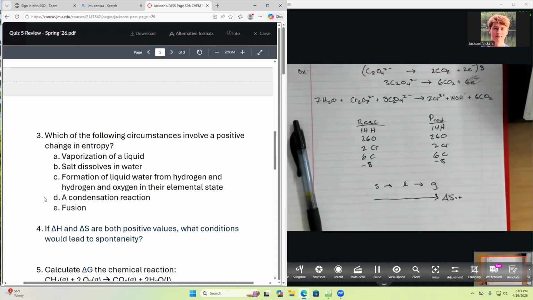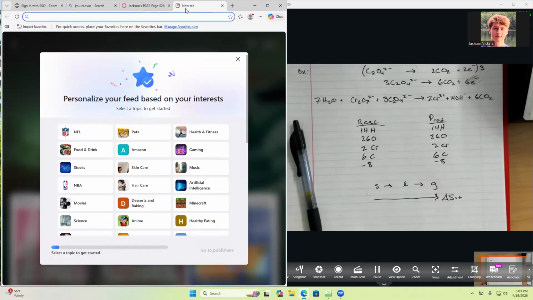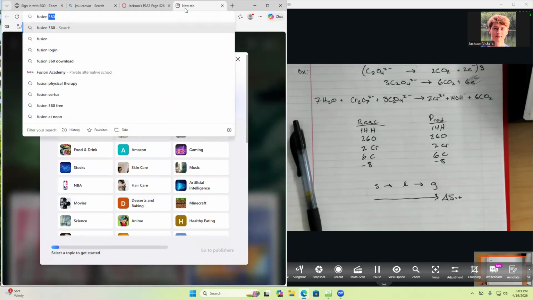Next one, a condensation reaction. Negative. That's the same exact thing, right? Gas to liquid. And then fusion. Does anyone remember what fusion is? Super annoying sciencey way of saying melting. So if an ice block melts into liquid water, it's fusing. I'm like 85% sure about that. Let me make sure. That would be increase. Yes, that would be.